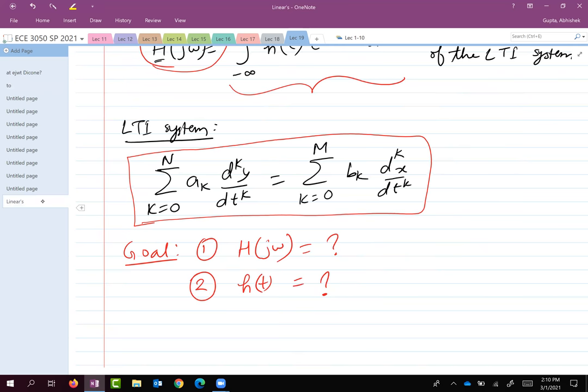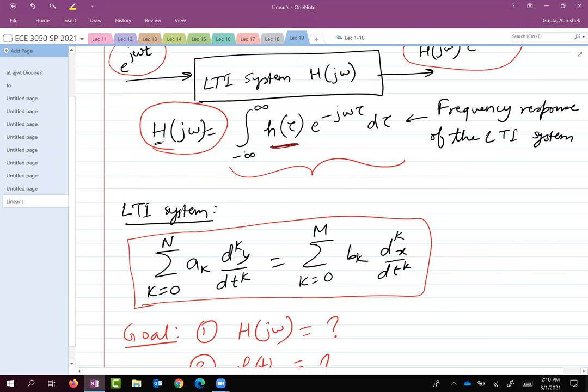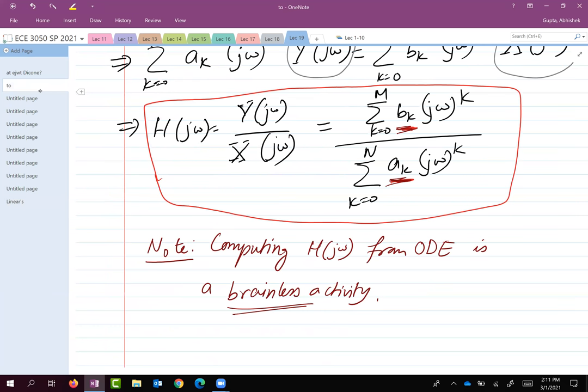Right? The brainy part, let me remind you, is to solve the differential equation to compute h of t and then take a Fourier transform, which is evaluating this integral. That takes a lot of brain power and you will probably spend 2 hours in getting the value of H of j omega right. Many a times you will make some mistakes in the integration or computation of the solution to the differential equation. So you have to go back, correct it, and then get the final expression for H of j omega. That's the brainy activity. The brainless activity is you plug in the coefficients and you get a rational fraction of omega, which is H of j omega, the frequency response of the system.